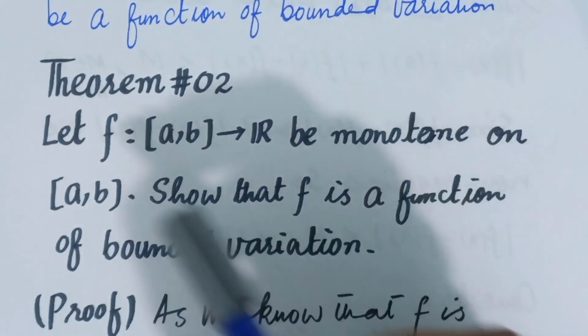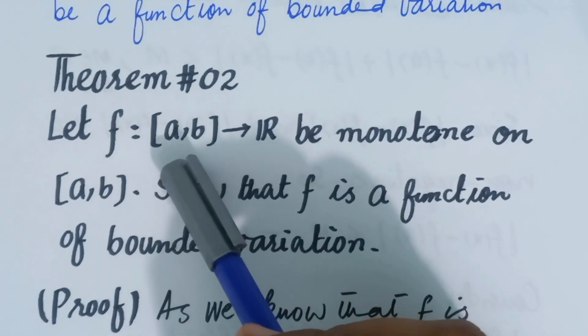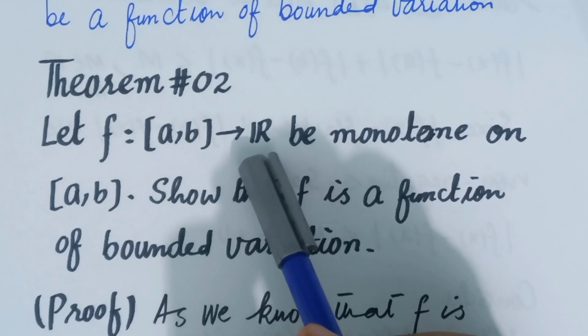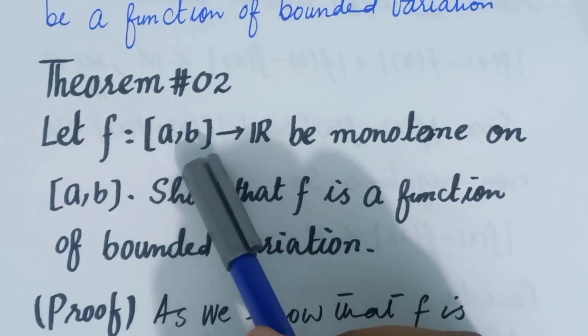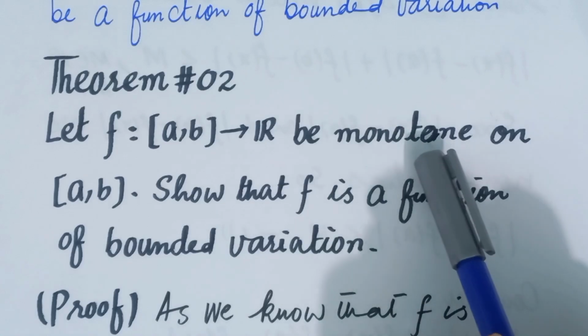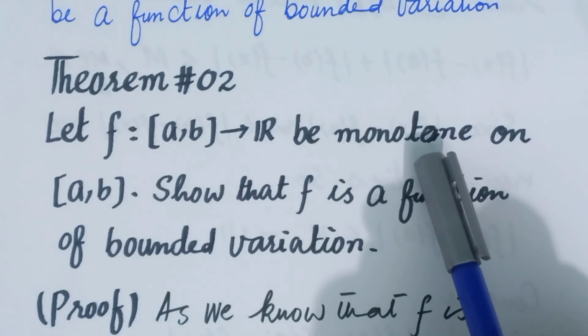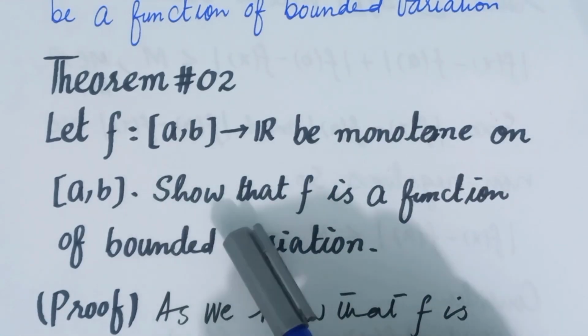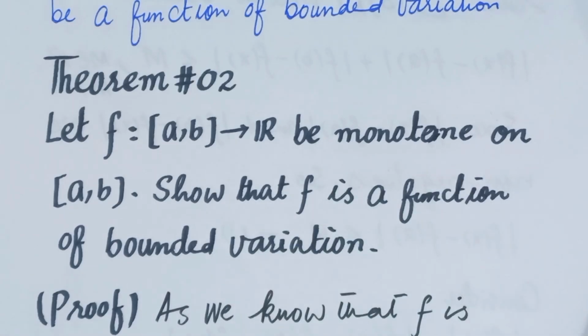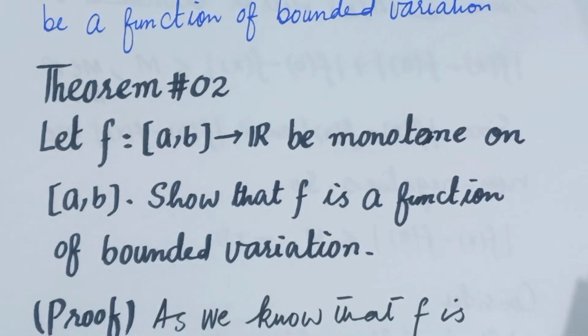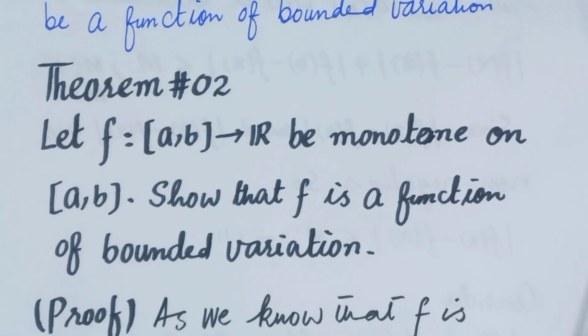The statement of the theorem says that f is a function from the closed interval [a, b] to R. This shows that f is a real valued function over the closed interval [a, b]. This function is a monotonic function on the closed interval [a, b]. Show that f is a function of bounded variation. The theorem says that if a function f is a monotonic function, then it will always be a function of bounded variation.